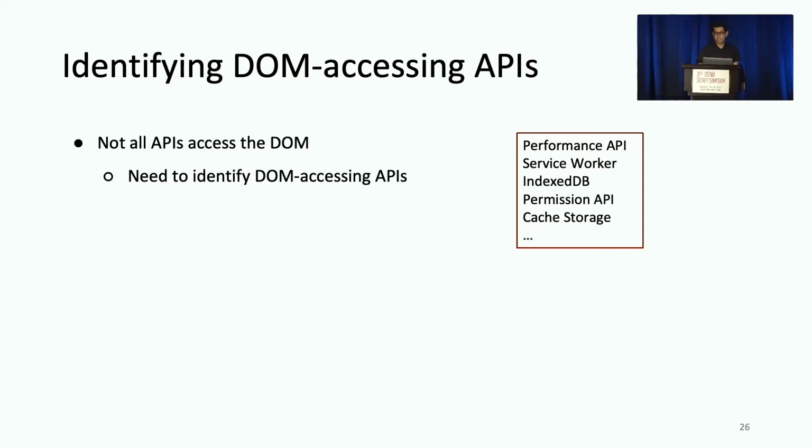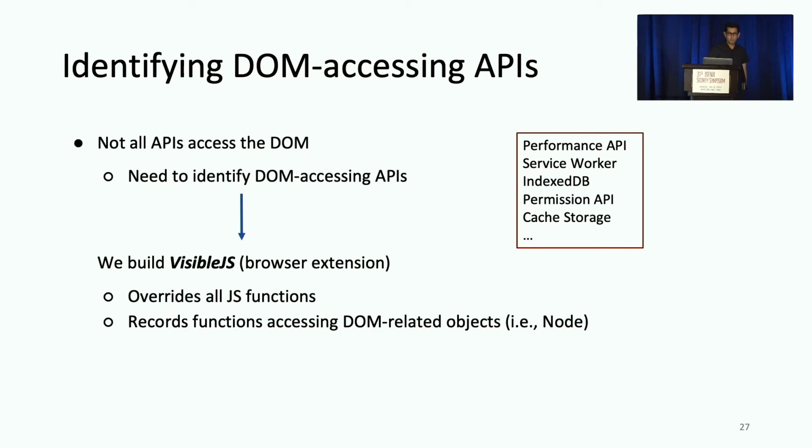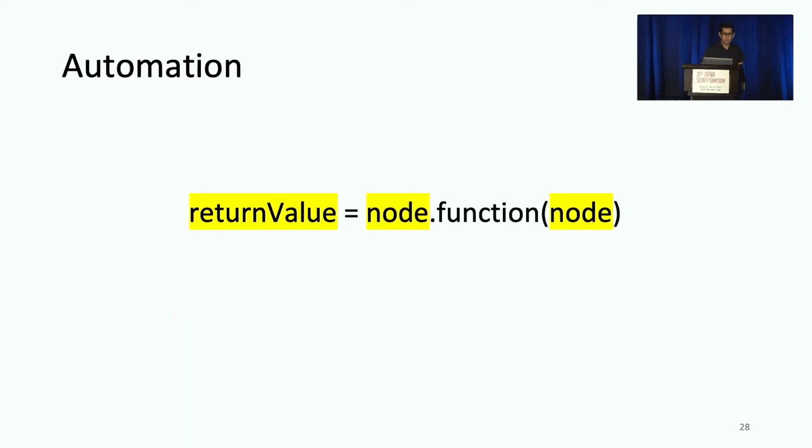There are some other APIs, like the performance API or permission API. They don't have any DOM interactions, so we need to ignore those APIs. For finding those functions that are DOM interacting, we created a system to automate the process. We intercept all API calls, and we look at the arguments of those functions, the receiver of those functions, and the return values. If they are something DOM related, then we flag that function as a DOM interacting API.